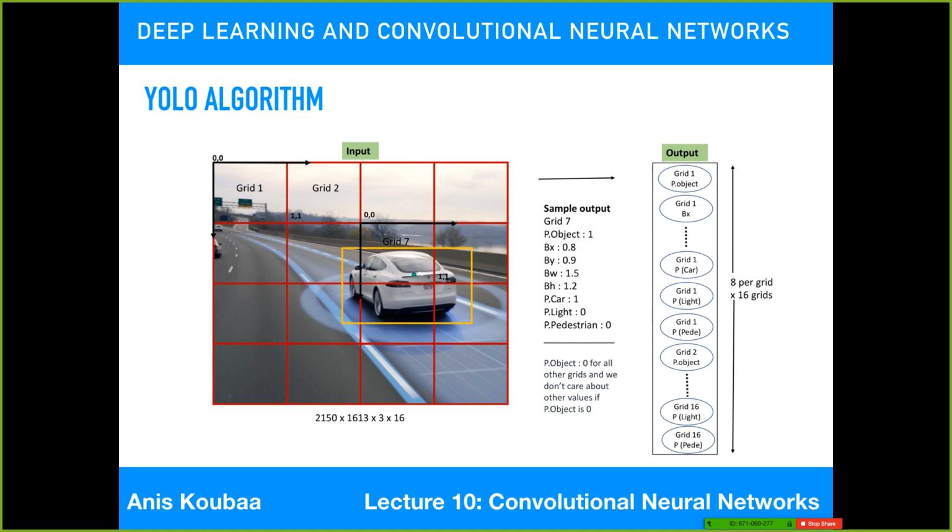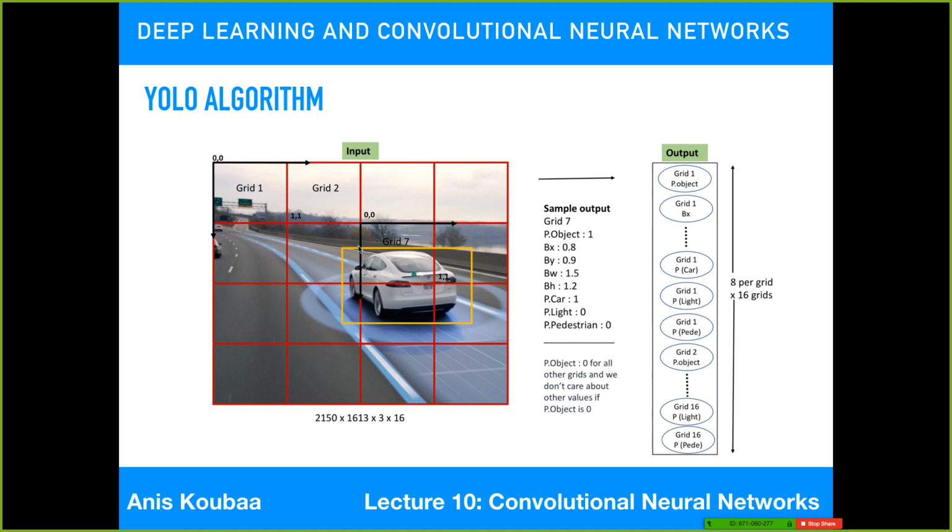Okay, let's assume that you have an image like this. What you will do is first divide your image into a grid. So here we have a grid 4 by 4. Grid 1, grid 2, grid 3, grid 4, until grid 16, because you have 4 by 4. So our output will be the size of the image, multiplied by 3, multiplied by 16. Now all the grids here are going to return 0.